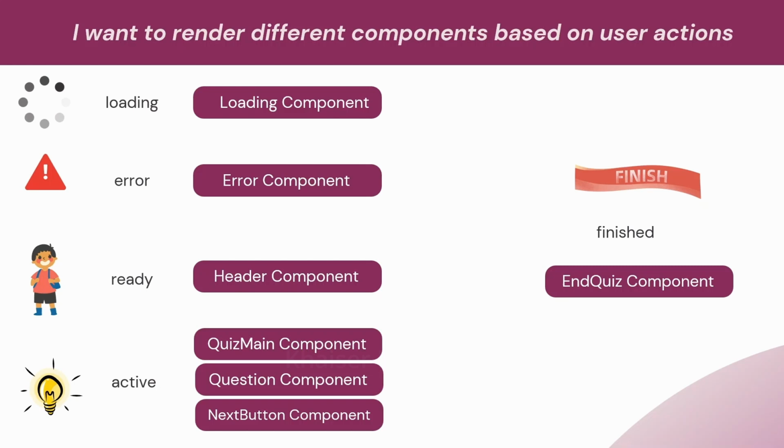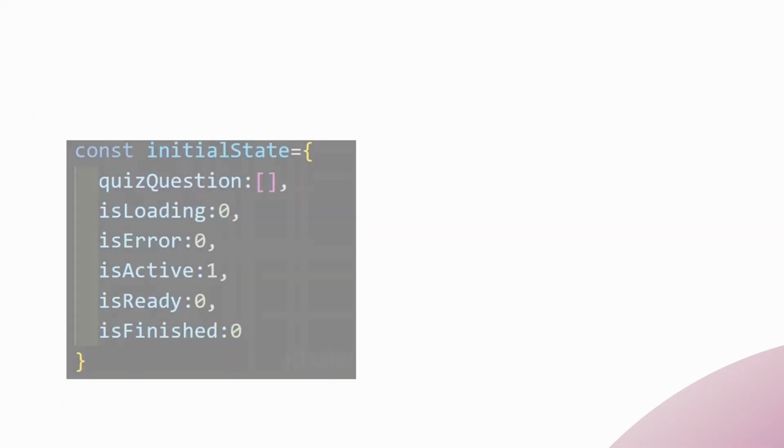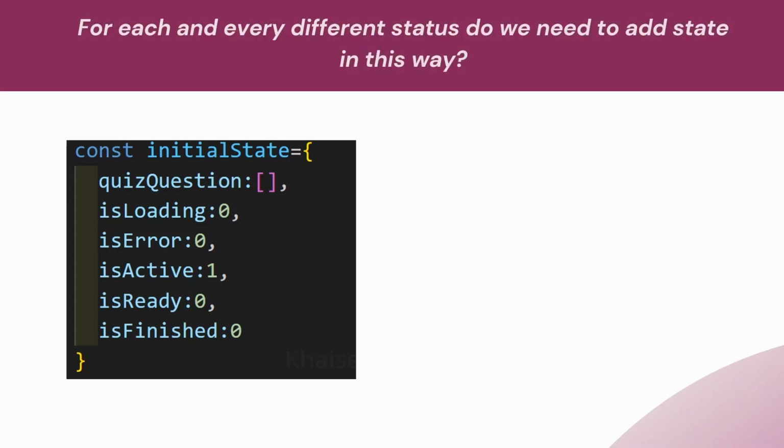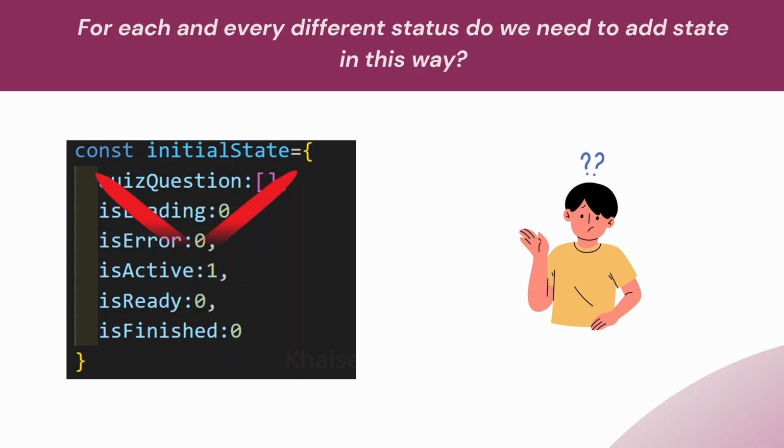So here I am having different status, and based on this different status, I want to render different components. So what we can do, inside this initial state, we can pass properties for all the state: is loading, is error, is active, is ready, is finished, and accordingly we can pass default values. But now the valid question is, for each and every different status, do we really need to create a separate property and add inside initial state? The answer is no.